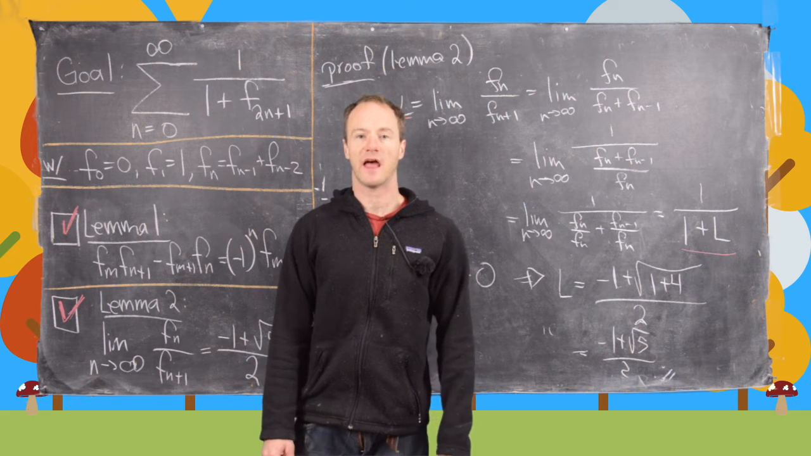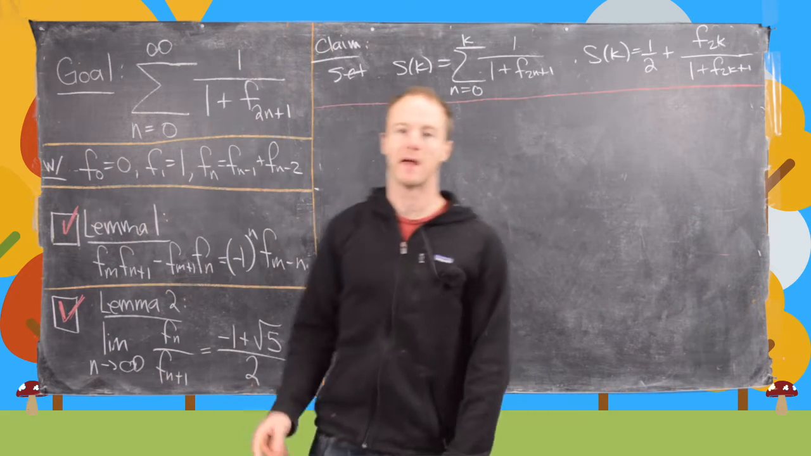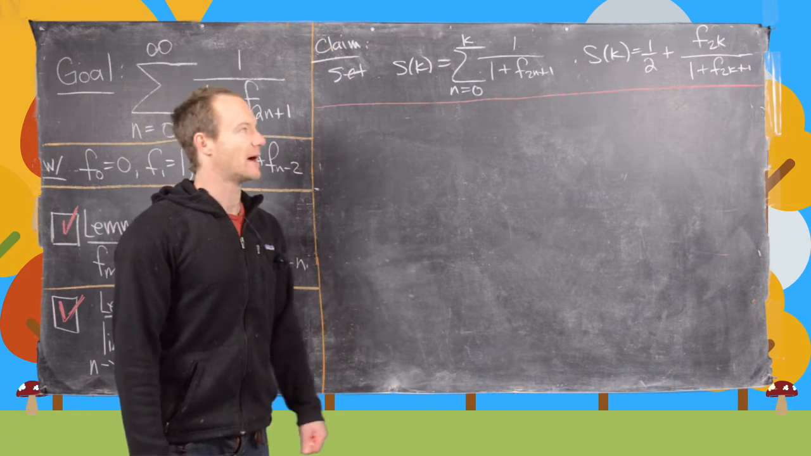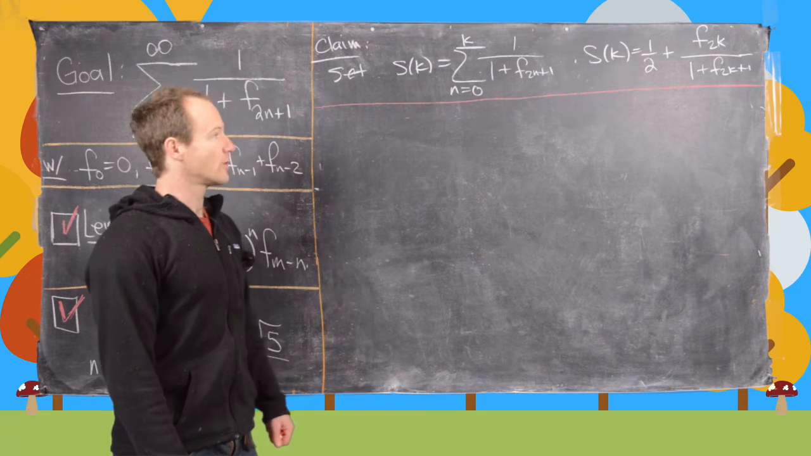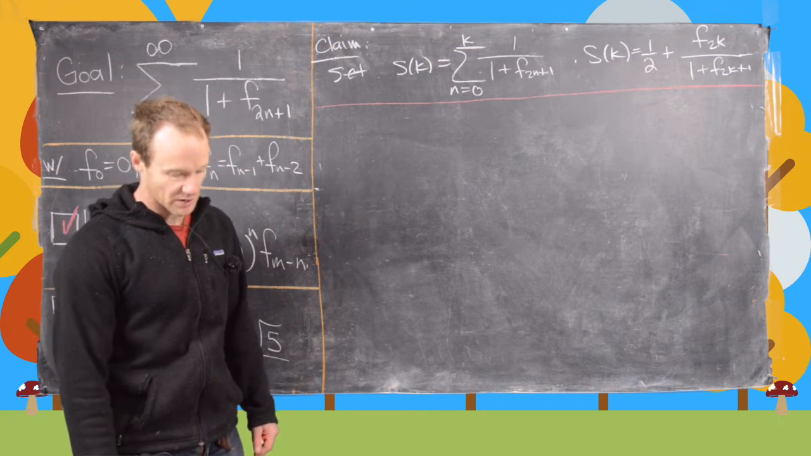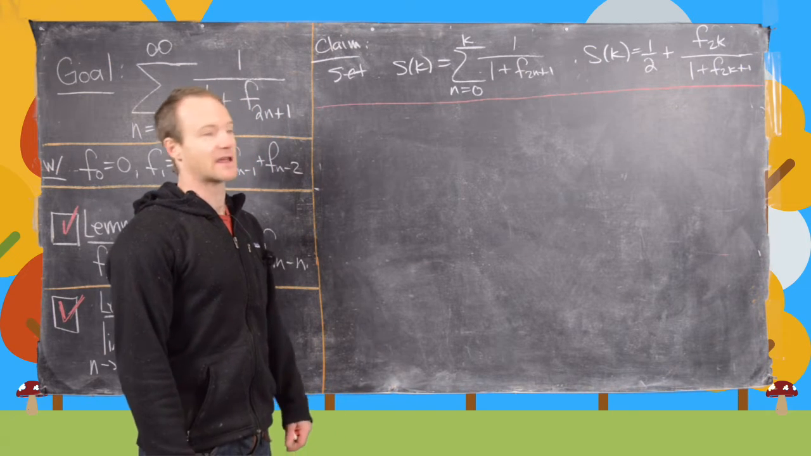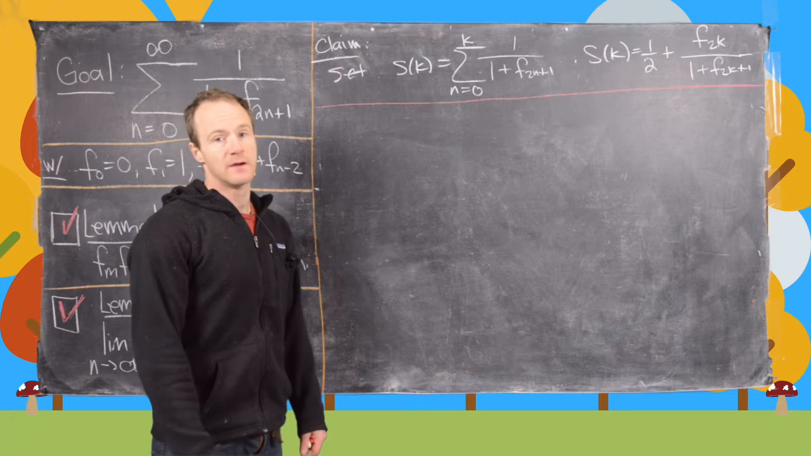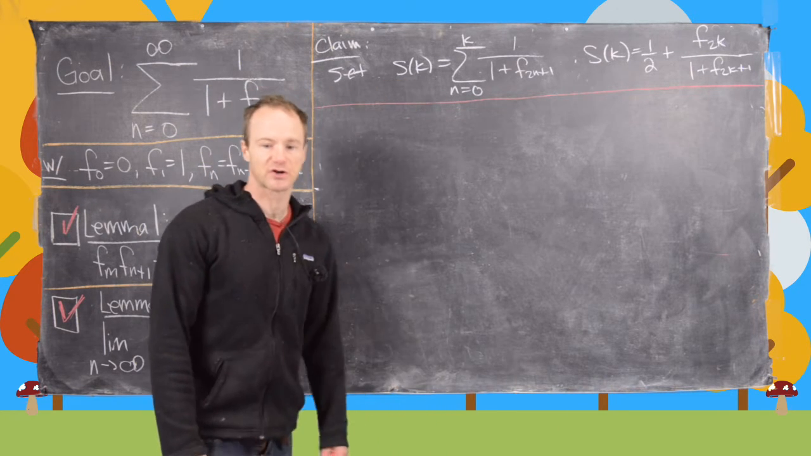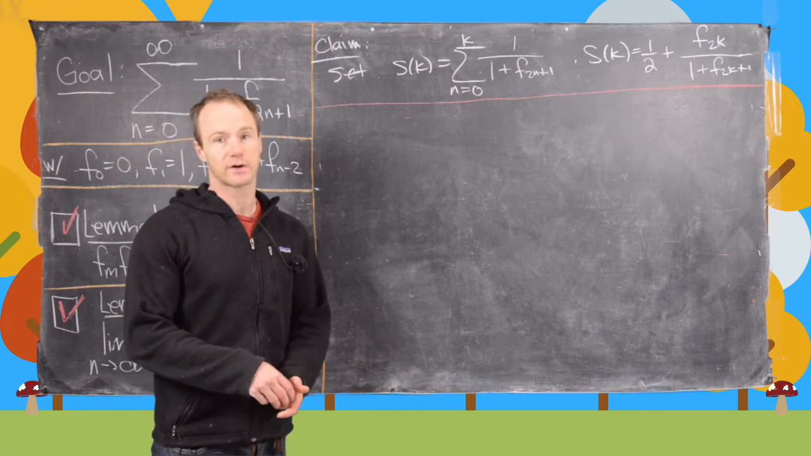I'll clean up the board and then we'll prove our main result. Okay, so now we're ready to prove our main result. I haven't told you what the sum is, but we'll find out what the sum is. We're going to do that by proving a formula for the sequence of partial sums. You might say, where does this formula for the sequence of partial sums come from? Well, I did some experimentation in Mathematica. I'm not saying that this is the only way to do it, but I did some experimentation in Mathematica until I guessed this sequence of partial sums, and then I proved it with induction. And that's what we're going to do right here.